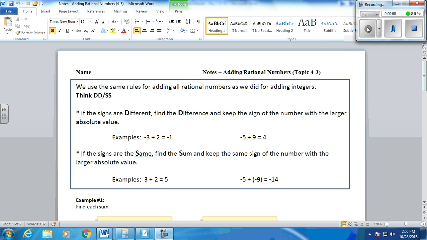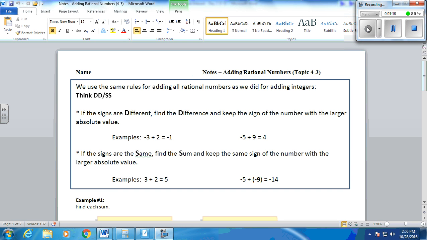So the two examples I have here, we have a -3 and a +2. Adding those together, I actually do end up subtracting them and taking the sign of the 3 because it has a larger absolute value. With the -5 + 9 = 4, I again have a positive and a negative, so I end up subtracting and taking the sign of the +9 to give me 4.